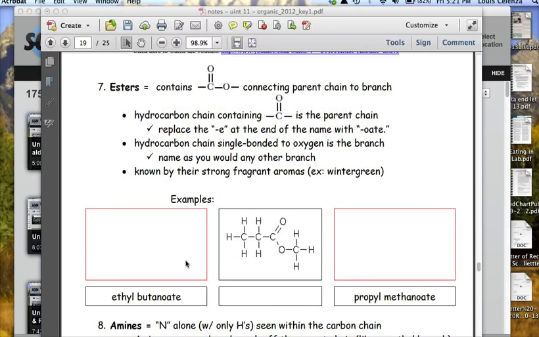If you look at the example that you see here, notice that it has something similar to what the organic acid had, but it has the COO in the middle. These are the most difficult and confusing to name. So here's what you have to do. You locate the oxygen that's single bonded. The part that's attached to the oxygen is the branch. That's considered the branch. Okay, that's the branch. And the rest of it is the parent chain.